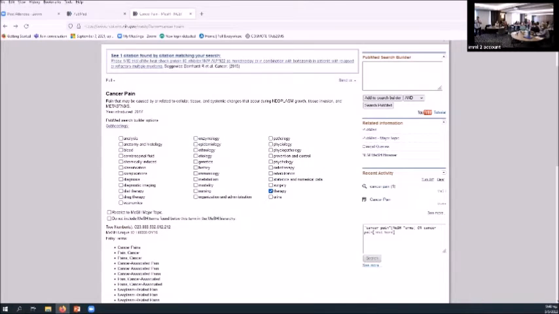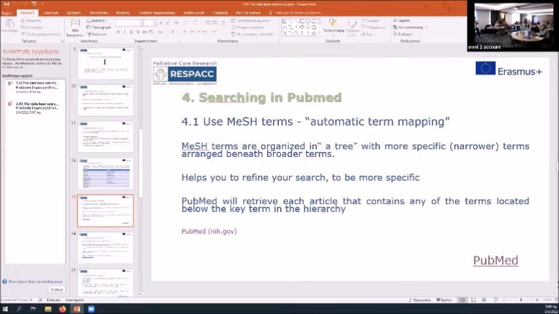Now, if we go further to the presentation, the next thing that we want to discuss, so this is term mapping. This is automatic, you have them there. You just use search as MeSH terms. The next thing, you can use the so-called Boolean operators. You just go one slide further.